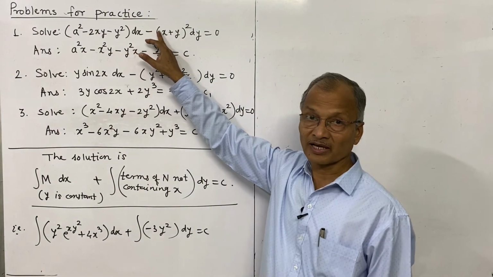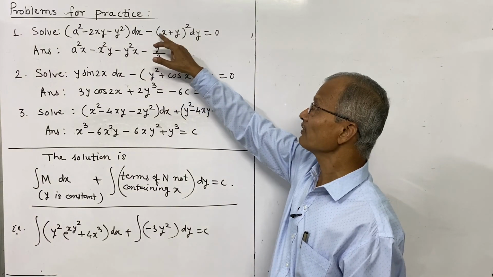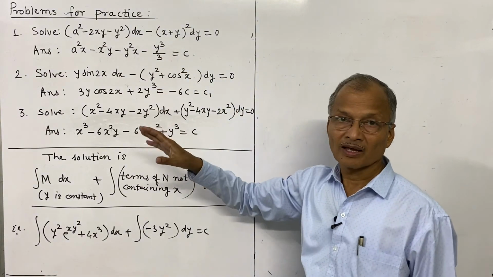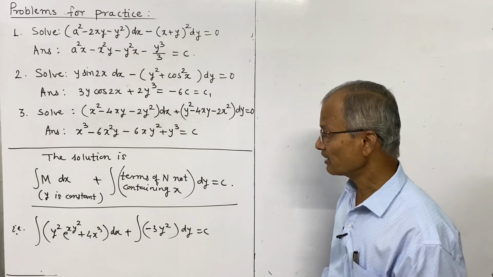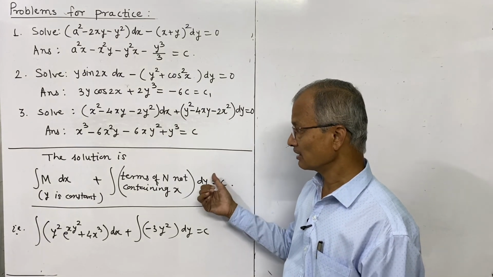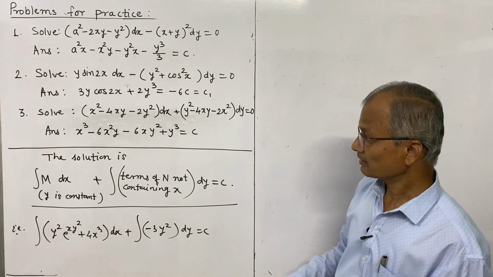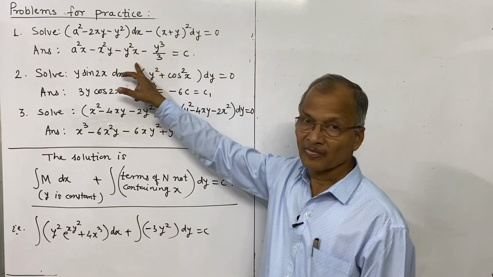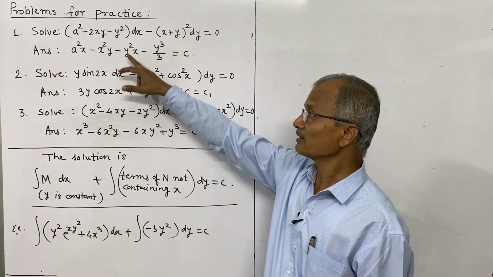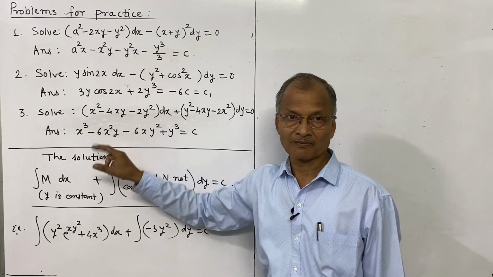You should note the sign also. It is n equal to minus of x plus y whole square. And then check that the condition is satisfied, and after satisfying the condition, the solution is written in this form, and thus the answers are written here. So please try these problems yourself. Thank you.